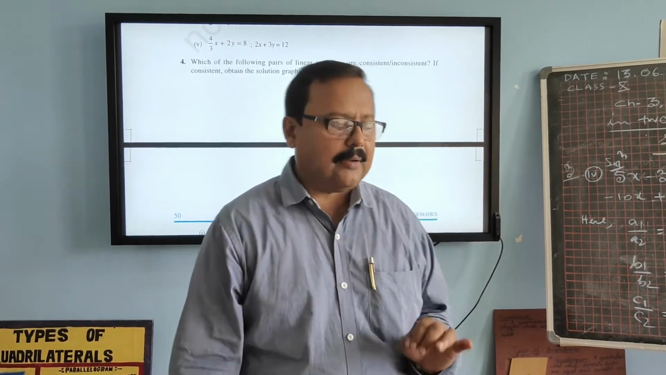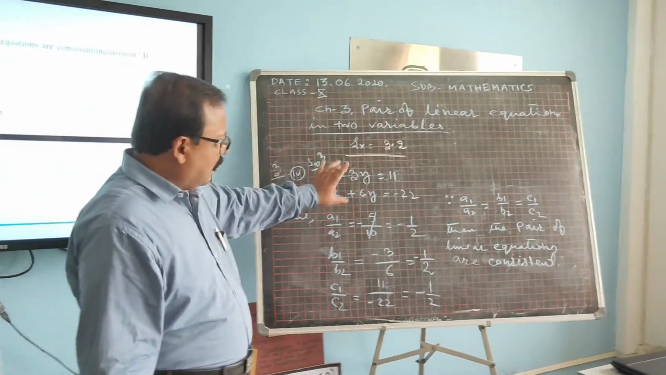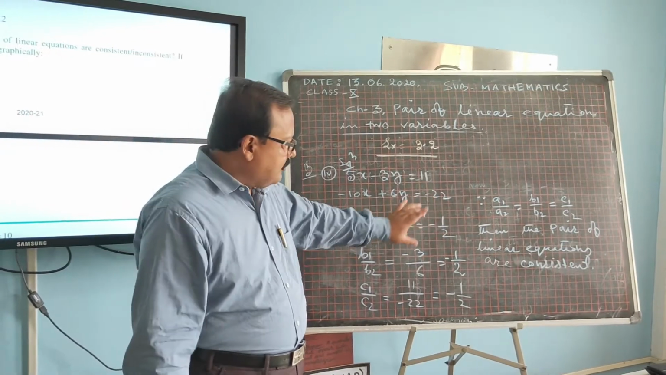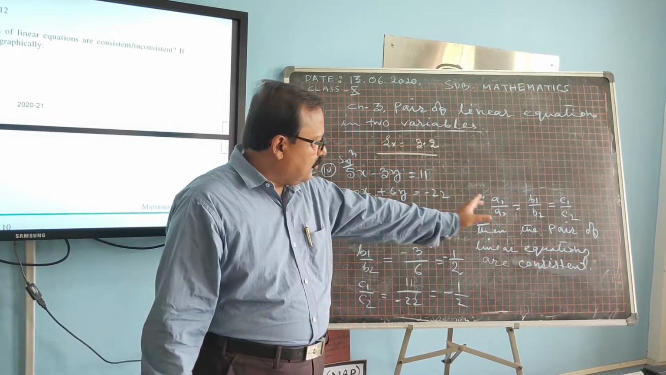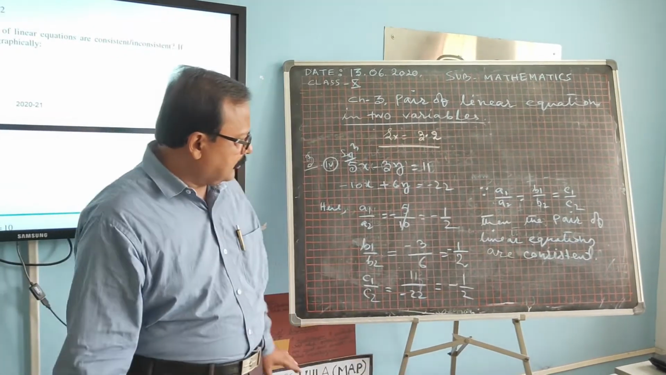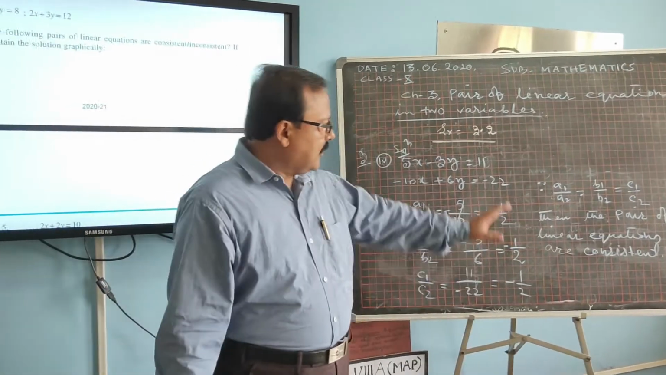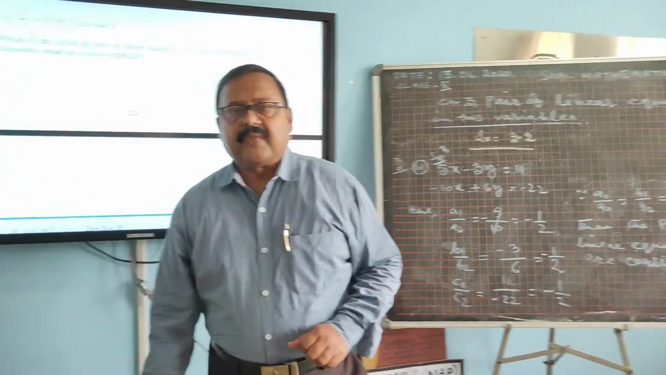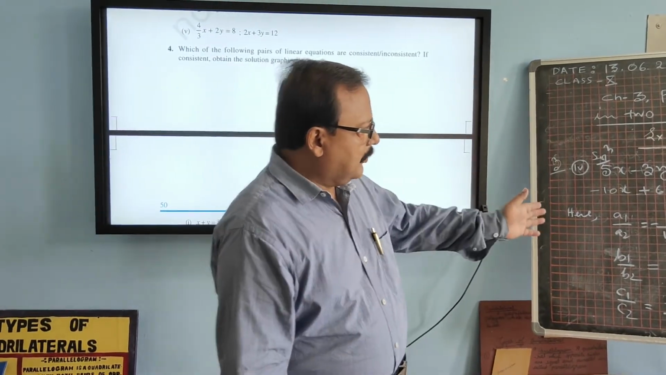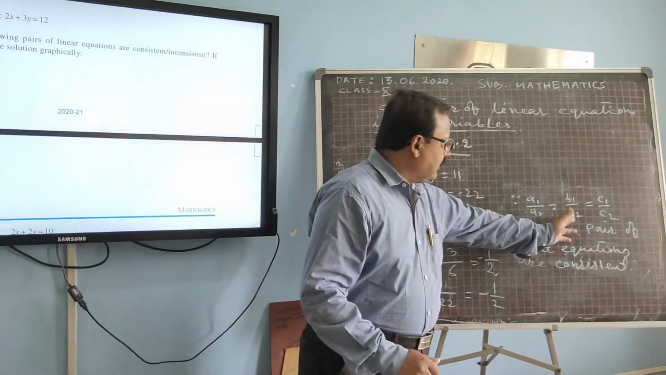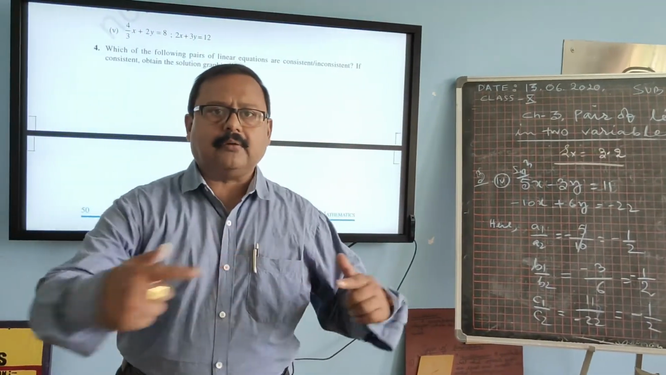That is what we have seen in the previous class. Here you see whether these two equations are consistent or inconsistent. You look at the coefficients. If a1 by a2 is not equal to b1 by b2, then it is consistent and the solution is unique. But if a1 by a2 equals b1 by b2 and is not equal to c1 by c2, then there will be no solution, meaning the graph will be parallel.